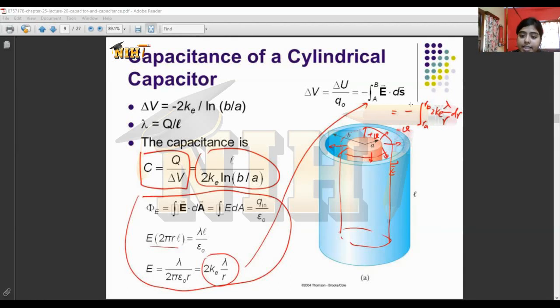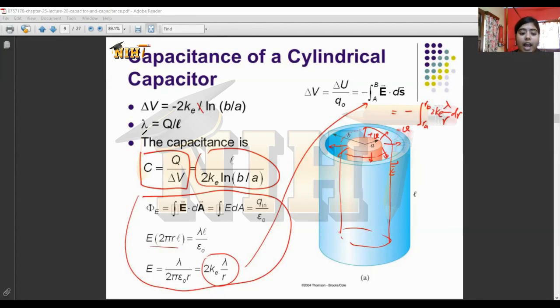So the result will be minus 2ke into ln b by a. It's a very easy integration. I hope all of you can do it. So this is basically multiplied with ln b by a.